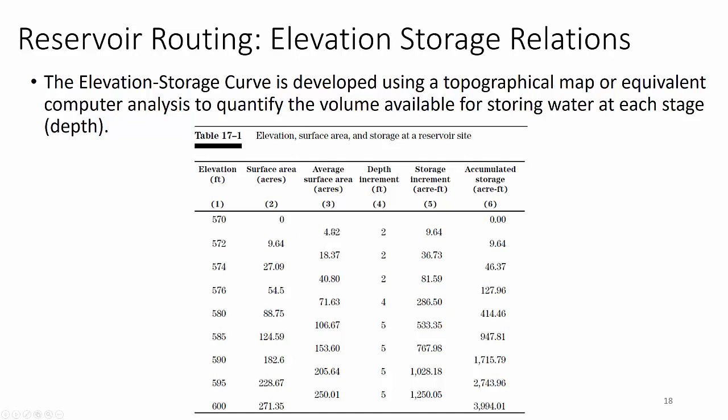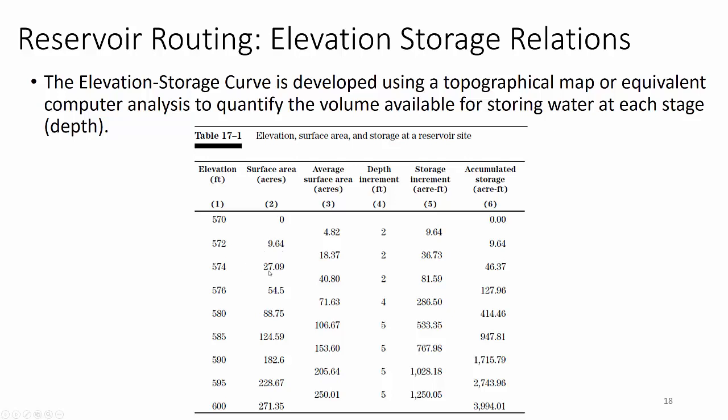Surface area in acres: you just average the two, 0 and 9.64, which gives you 4.82. That's an increment of 2 feet of depth. They have a storage increment of 9.64 acre-feet, and the accumulative storage at 2 feet of depth is 9.64 acre-feet. So you come up to the next step, 2 feet higher at 574.